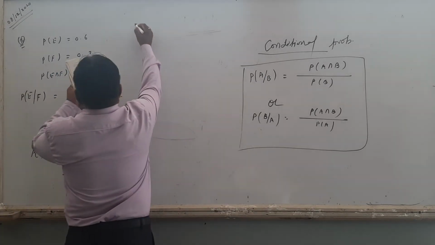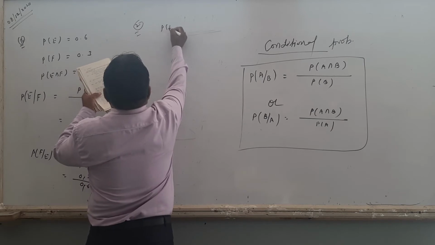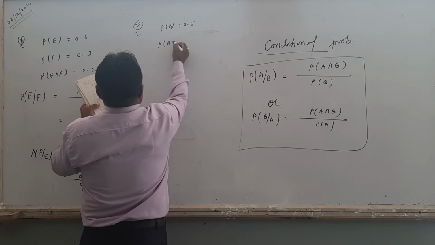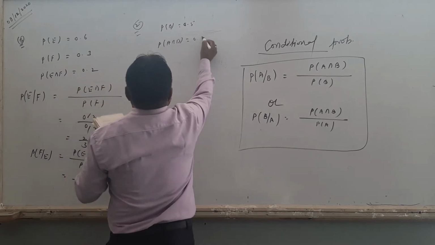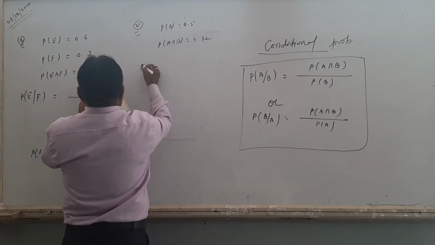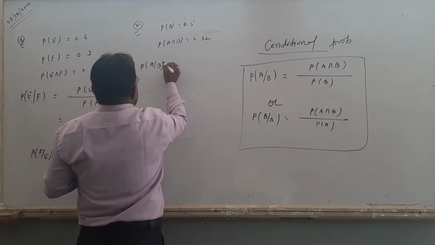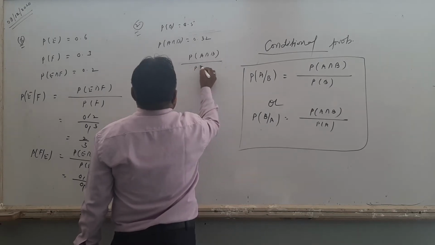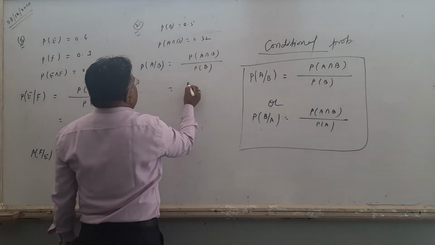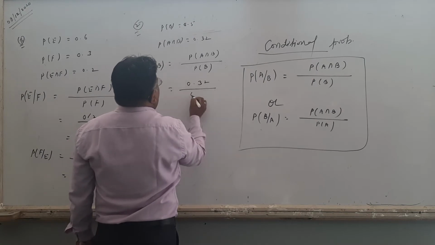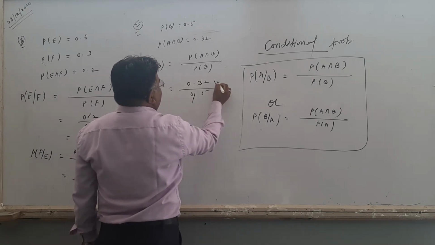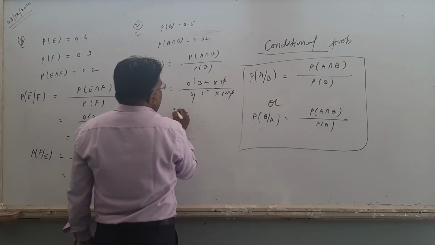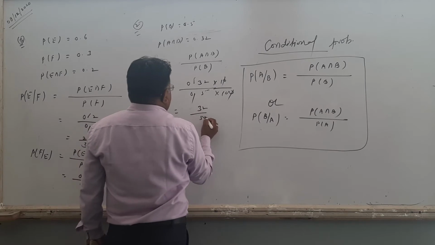Now the second question. The probability of B is given as 0.5 and the probability of A intersection B is given as 0.32. Now find P of A by B. It is again the same formula, P of A intersection B upon P of B. P of A intersection B is 0.32 and P of B is 0.5. Point cancel, then 10. Point cancel, then 100. So now 0 to 0 cancel. So 32 upon 50. This is the answer.